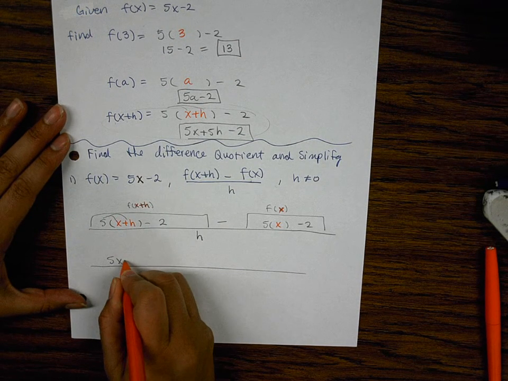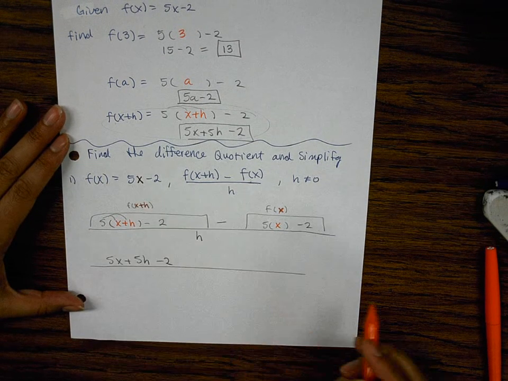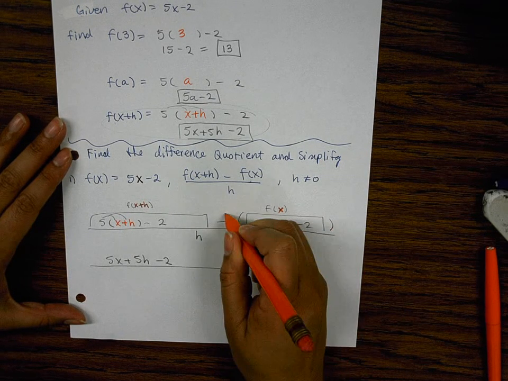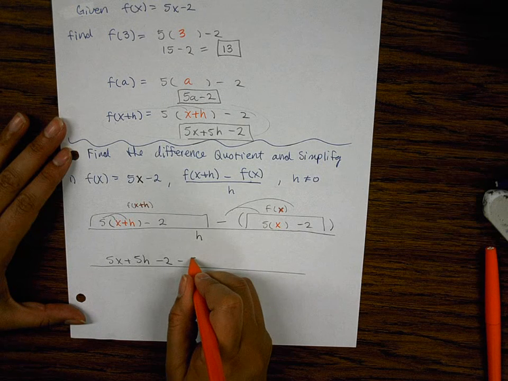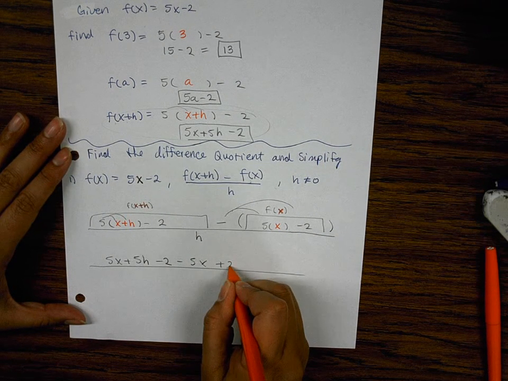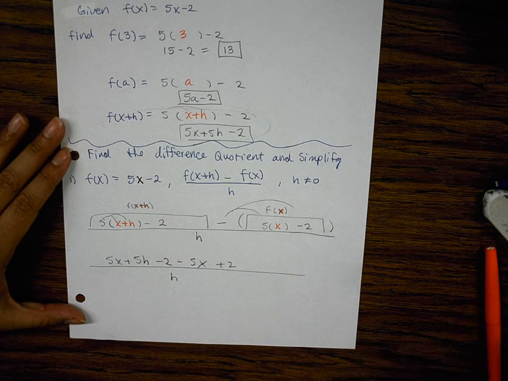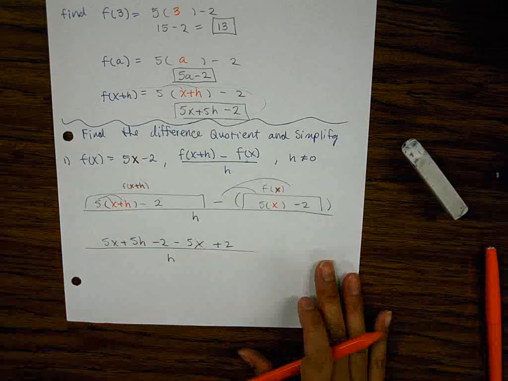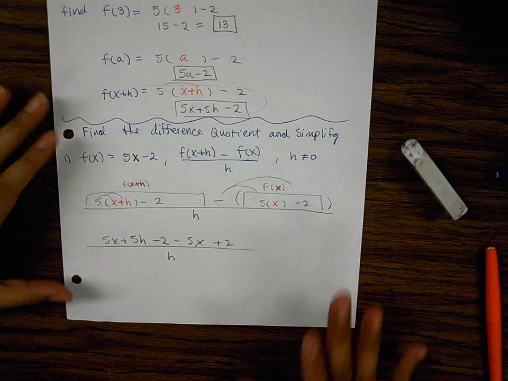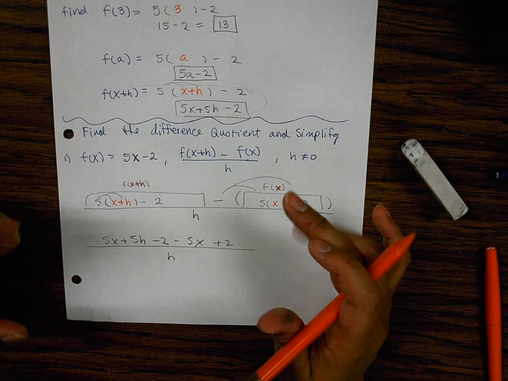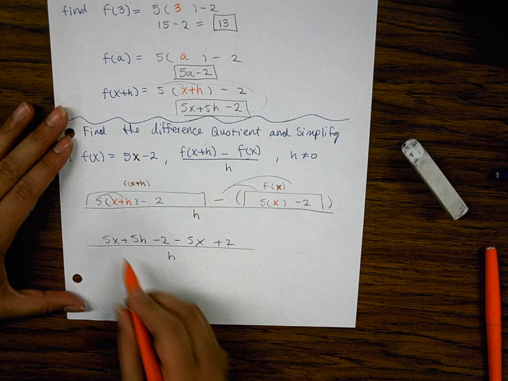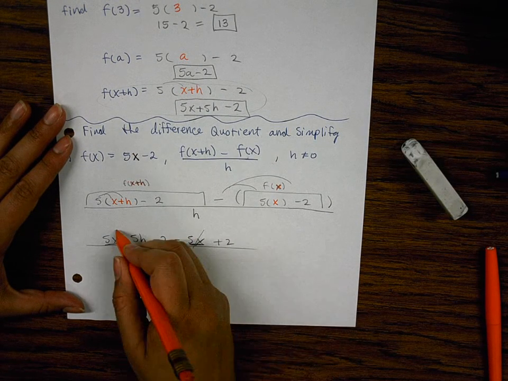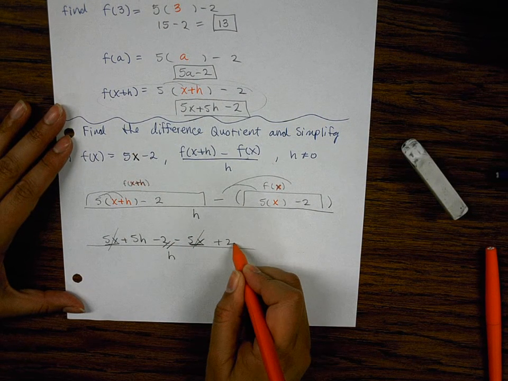All right, distribute just like we did up here. That gives you 5x plus 5h, take away 2. And then distribute your negative, because technically there are parentheses there that you have to distribute, minus 5x plus 2 all over h. And at this point, you combine like terms, simplify, and reduce. And it should always reduce. If it doesn't, maybe you've made a mistake somewhere in a previous step. Okay, 5x and negative 5x cross out.